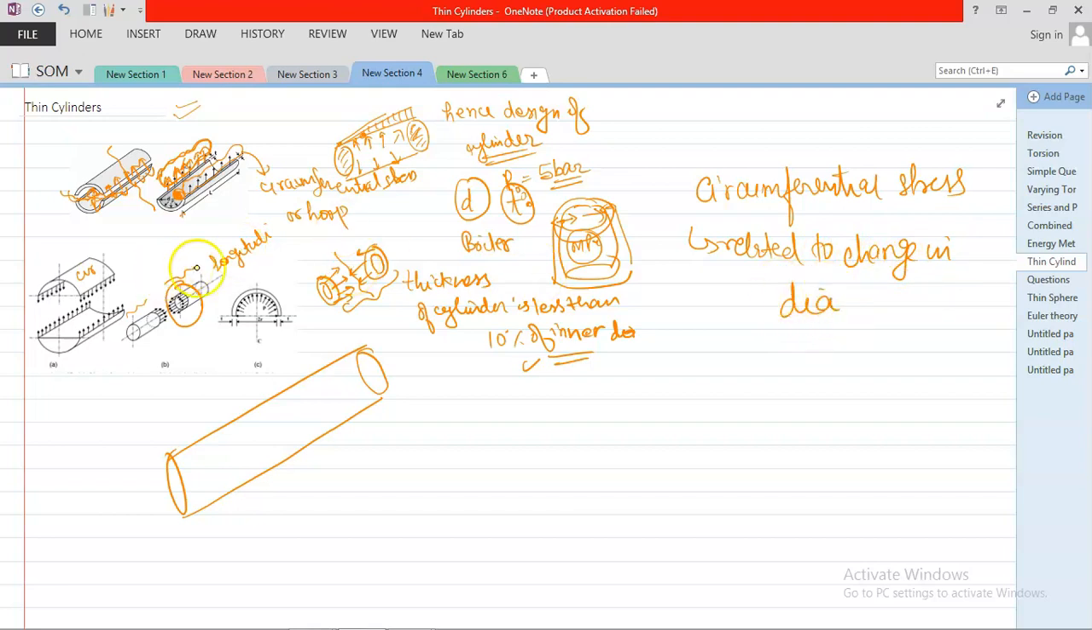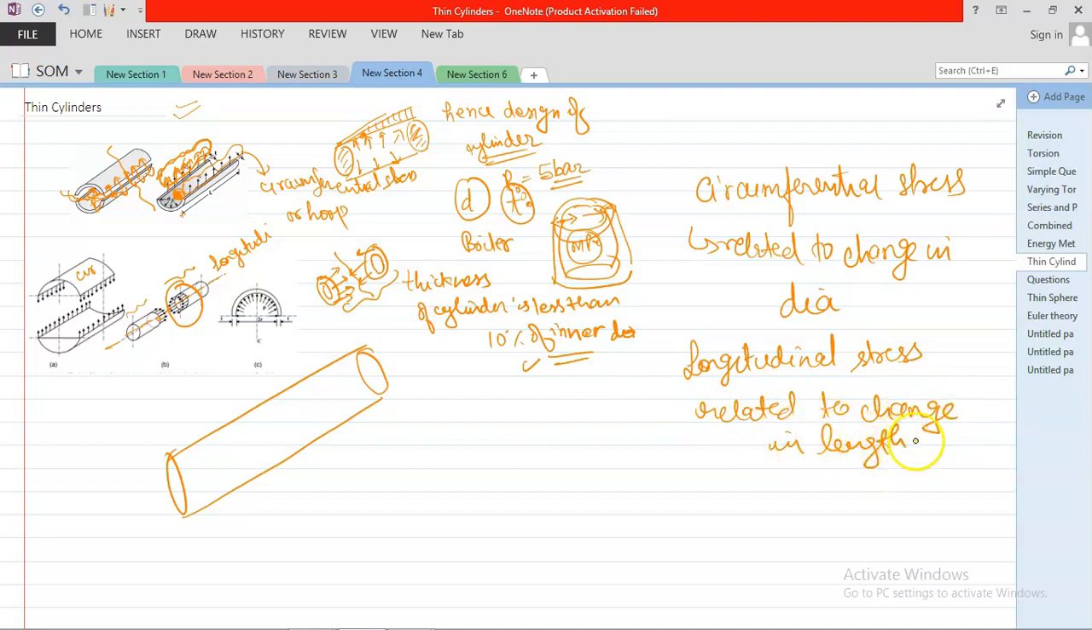And this other part, you can say the stress is along the length direction. Hence this is related to increase in length. Therefore, longitudinal stress is related to change in length. So that is the one case.